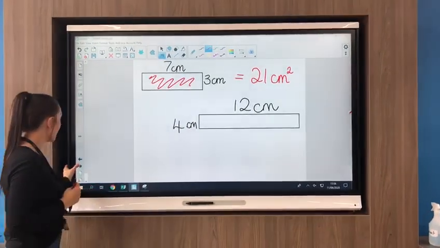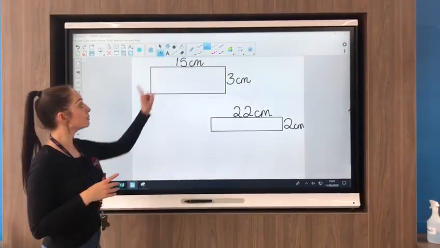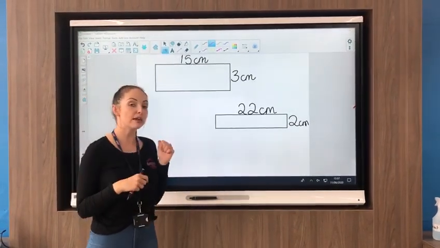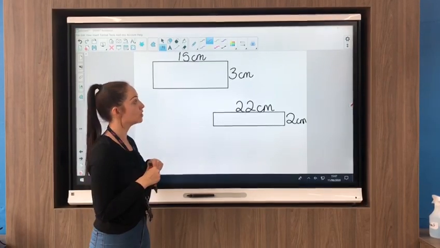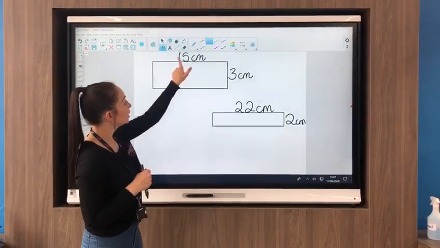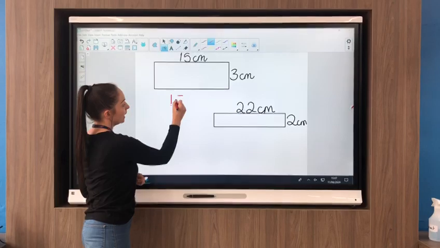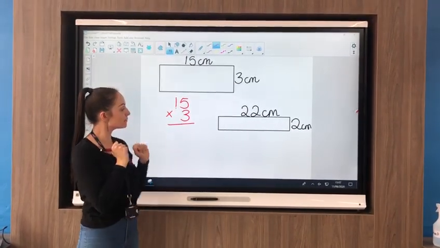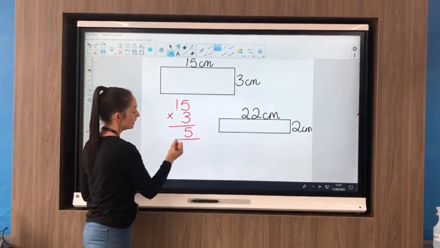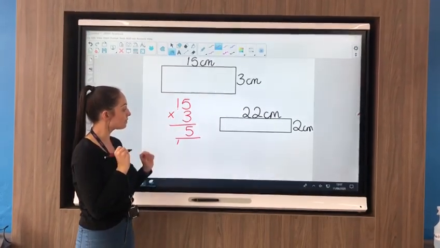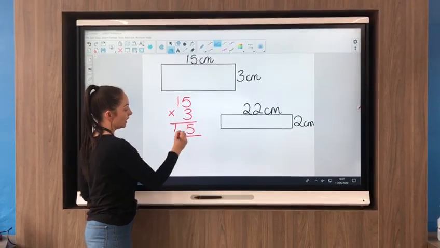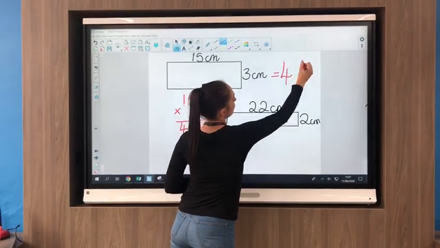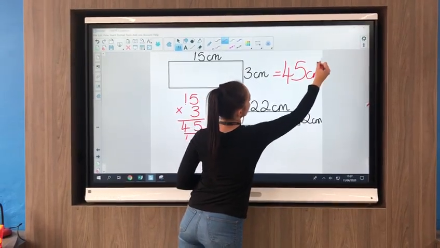And then for this one, it would be 12 times 4, and that would give you your area. Okay, for the medium, we're doing the exact same thing. We're still multiplying the two numbers together, but you've got to use some short multiplication for yours. So we're recapping a little bit on what we were doing in multiplication last week. For this one, you'd have to do 15 times 3, and I'll set it out exactly like we would usually. So 5 times 3 is 15, and carry the 1. 1 times 3 is 3, and add the 1 is 4. So my area for this shape would be 45 centimetres squared.